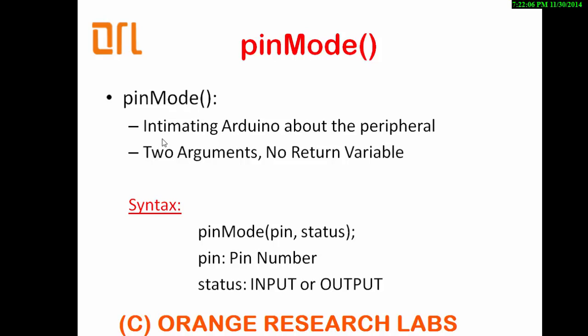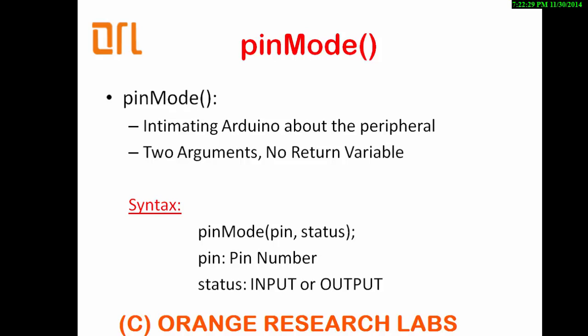When you go for C++ and mix two words, the starting letter of the first word should be small and the starting letter of the second word should be uppercase, right? So here P is small and M is capital. P is lowercase and M is uppercase. Anyway, the function is pinMode. Why is pinMode used?